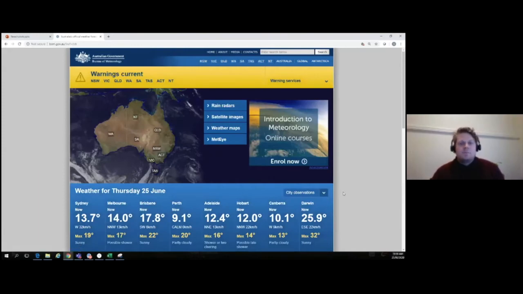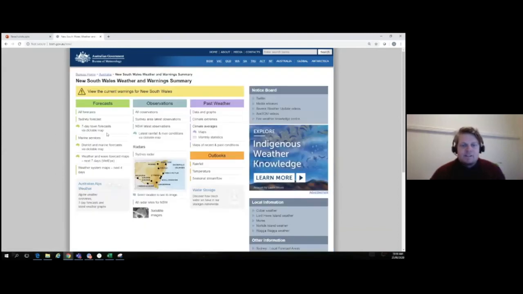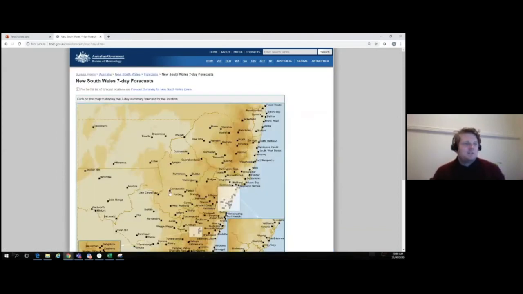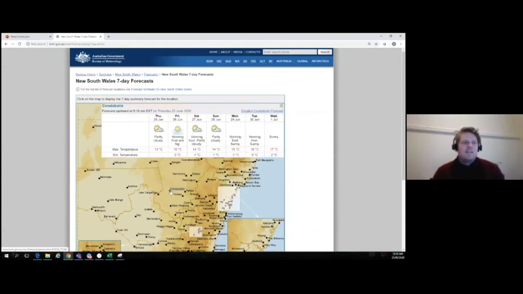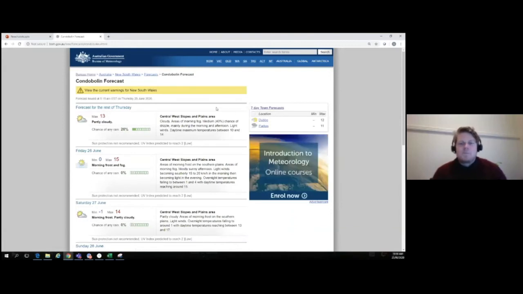So we also have the public weather forecasts for towns and districts right across the country. So it doesn't look like there's a lot of weather around at the moment, but you can look at the individual town forecasts, and that gives you max and min temperatures, chance of any precipitation. It also says things like frost, fog, thunderstorms, that kind of thing in the description there.